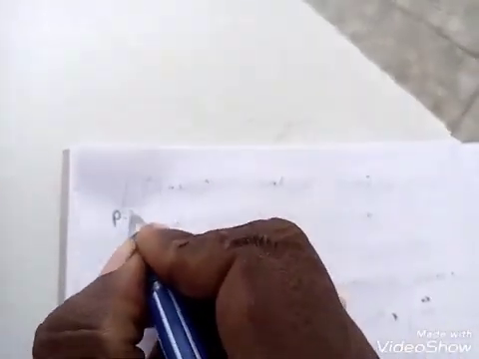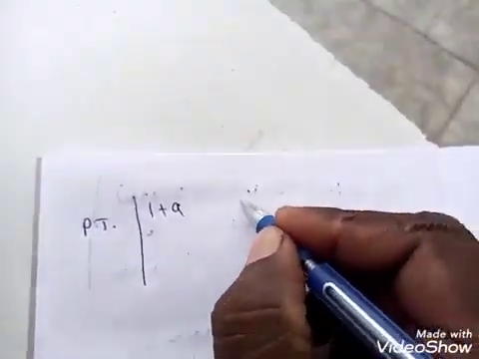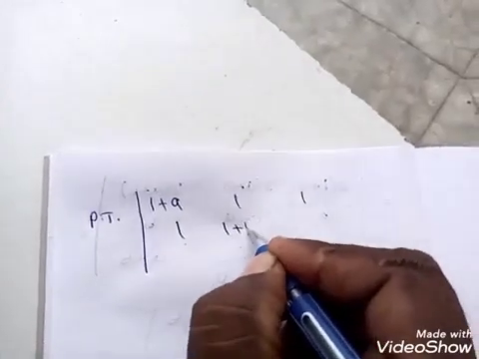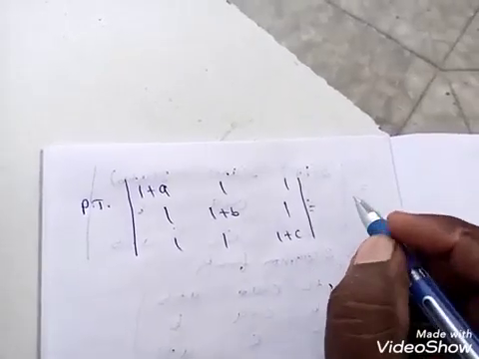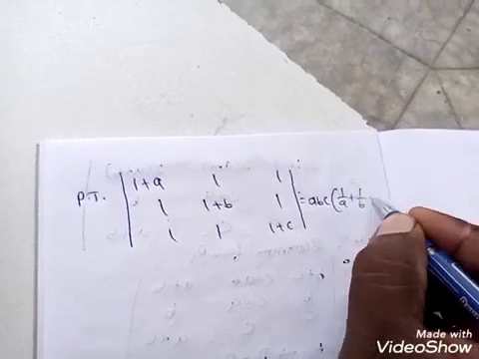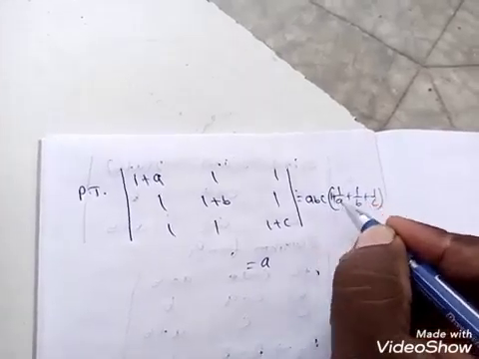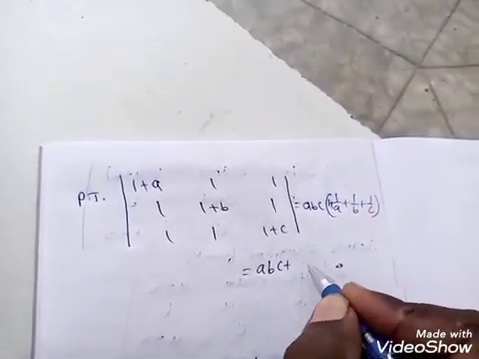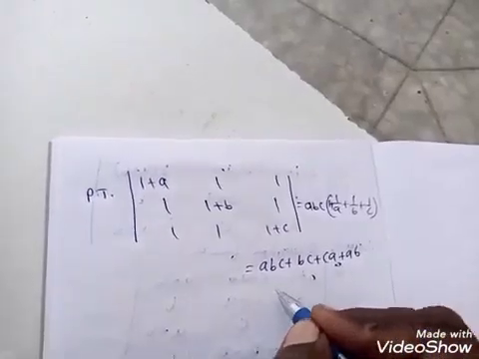And one of the most important questions, which was asked earlier: prove that the determinant of 1 plus a, 1, 1; 1, 1 plus b, 1; 1, 1, 1 plus c is equal to, you have to prove that, abc into 1 plus 1 by a plus 1 by b plus 1 by c, that is equal to abc plus bc plus ca plus ab. They asked this one.